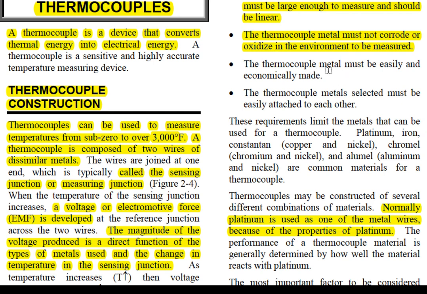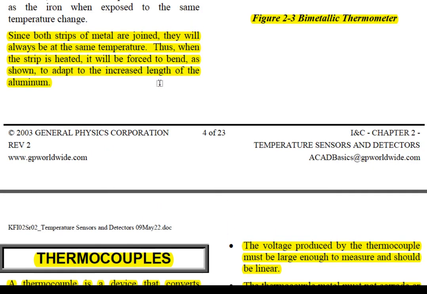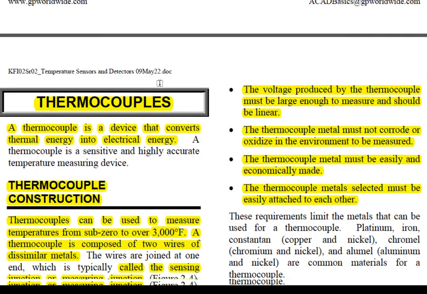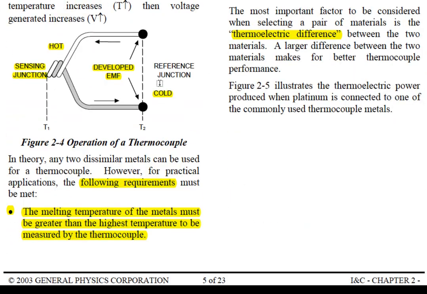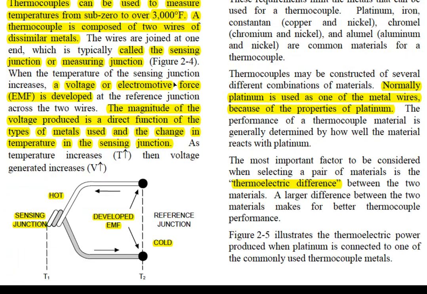The thermocouple must be easily economically made. Oh gosh, I don't even know why they put that in there. Everything at the nuclear plant is expensive. And the thermocouple metals selected must be easily attached to each other. That's a no-brainer because look back up here at your picture. Whoops, wrong way. Picture right here, you can actually see where you have to have them attached so you have a differential in temperature here so you can get a differential in your voltage there.